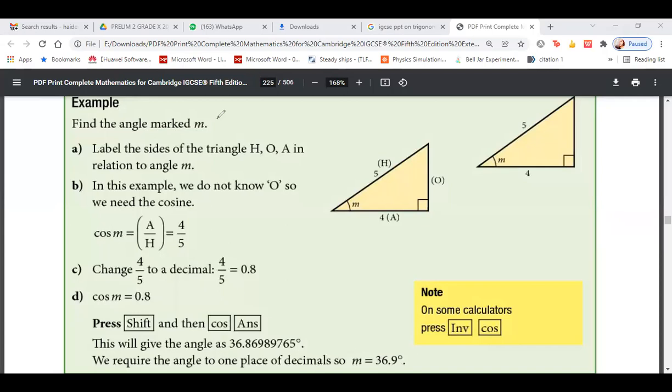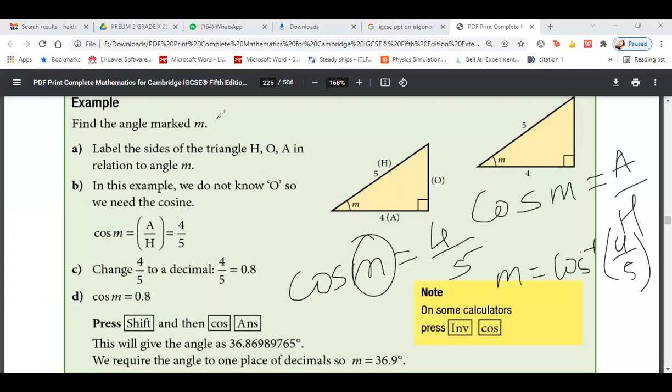So how will we go about it? We will check what we have been given. We have been given adjacent and we have been given hypotenuse. If adjacent and hypotenuse are given, we have only one very prominent trigonometric ratio, and that is the cosine. So accordingly, we will use cos and then we will solve it. Is this clear? Yes, sir.